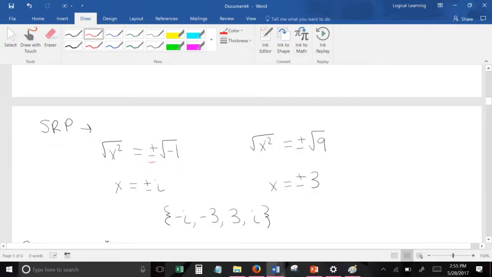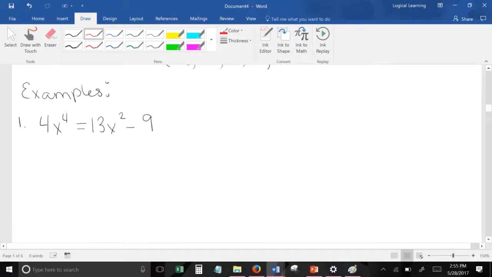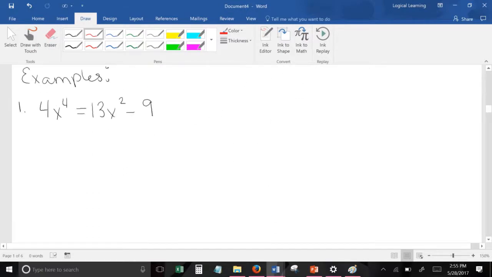So this is how we solve equations that are in quadratic form, and sometimes they'll be more obvious than other times, but we'll go through quite a few examples so that we can see all those different forms and what they look like and how we solve them. So let's go ahead and start. So here's our first example.